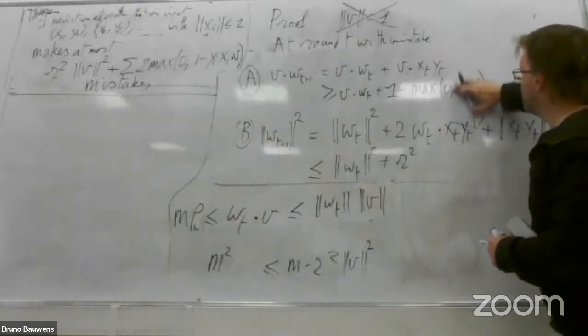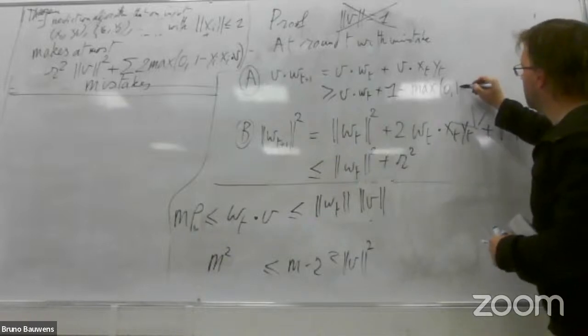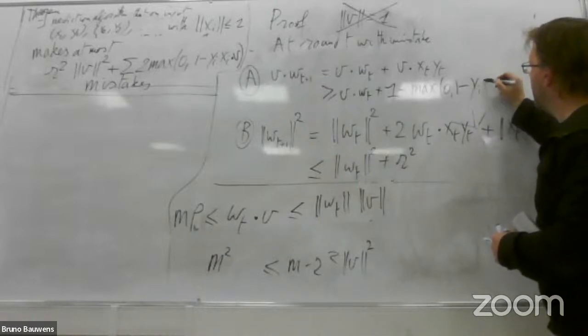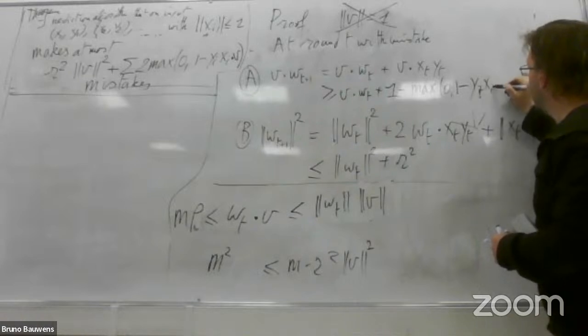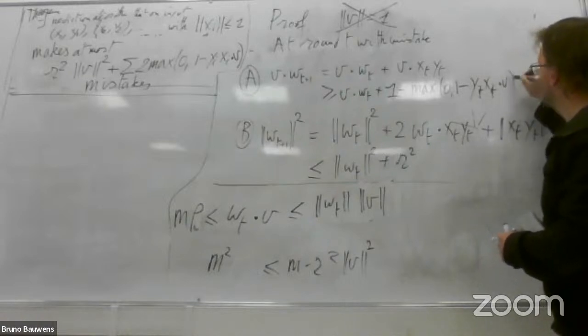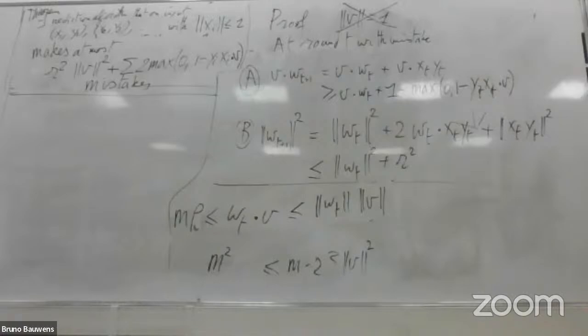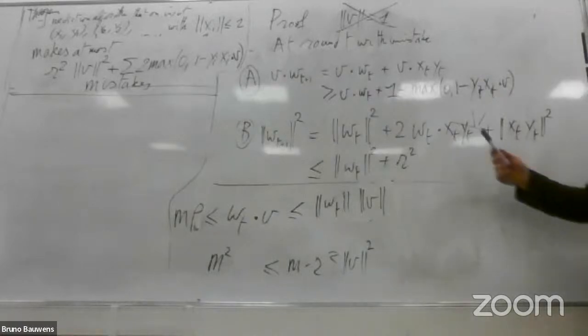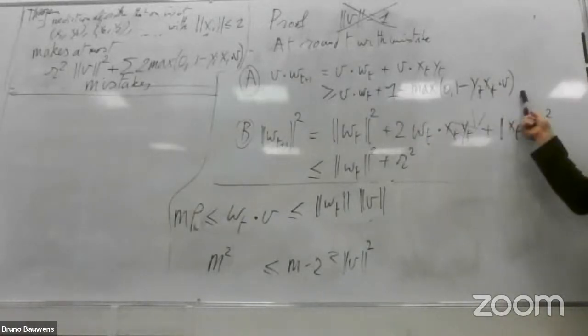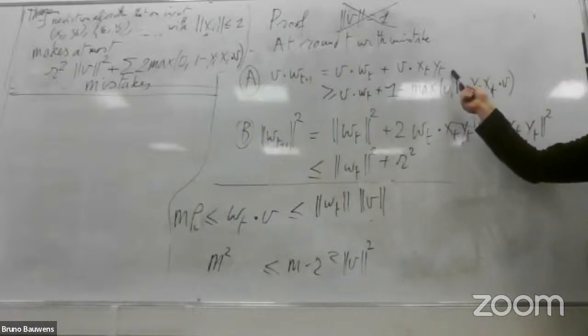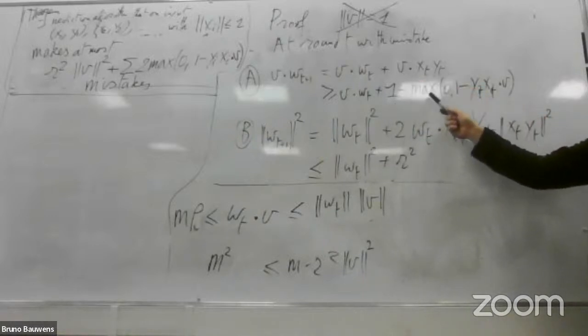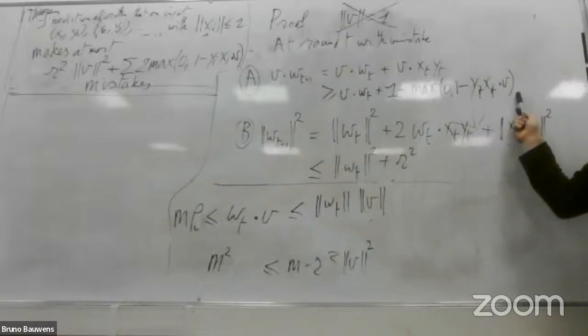Sorry, I didn't copy the max correctly. So 1 minus max of y_t x_t times... Okay, and now it's right. So now we have that this is trivially smaller than this thing here. 1 minus the maximum of this thing.